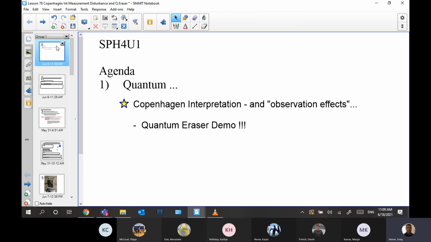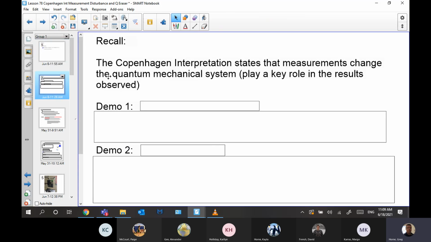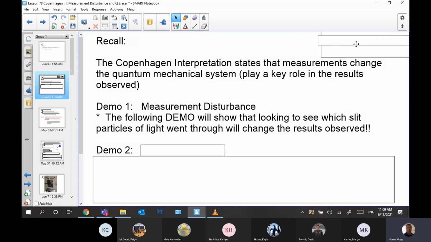So here we go. Last bit. It's just a neat experimental observation. It's the high school classroom evidence that we can actually see. It took a little bit to put this together, but it worked. I was happy about the observer effect, and they even call it a delayed choice. It's kind of neat. But remember, the Copenhagen interpretation states that measurements change the quantum system, right? So demo number 1 is the measurement disturbance. We'll show that looking to see which slit it goes through changes the results.